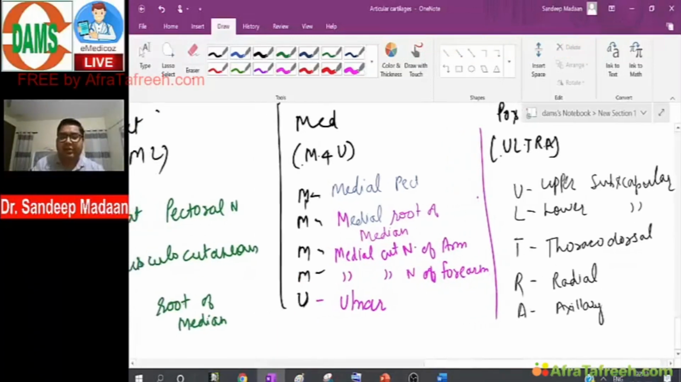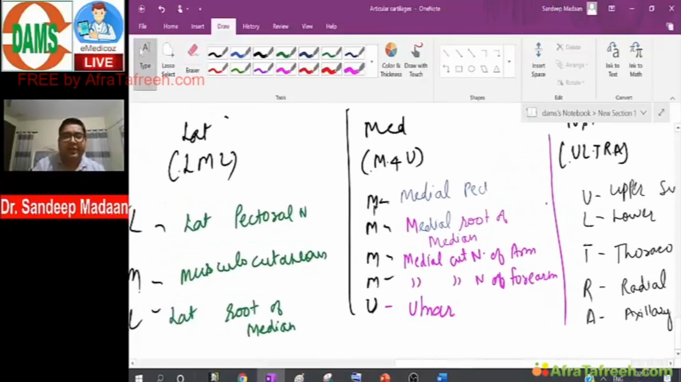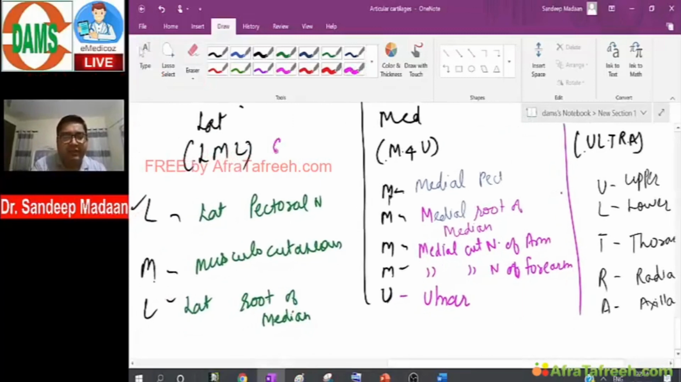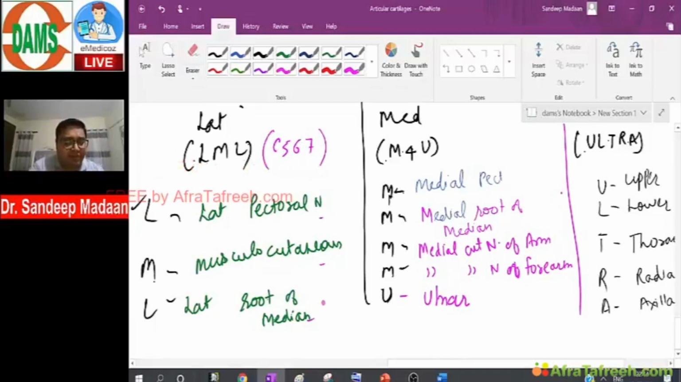But what about the root value? Let us talk about the root value now. See, this is the lateral cord having root values C5, 6, 7. That part we have already discussed. So all the branches will have the root value C5, 6 and 7.